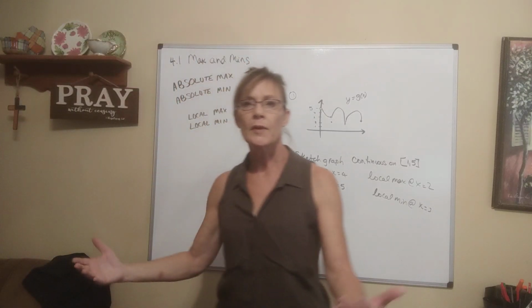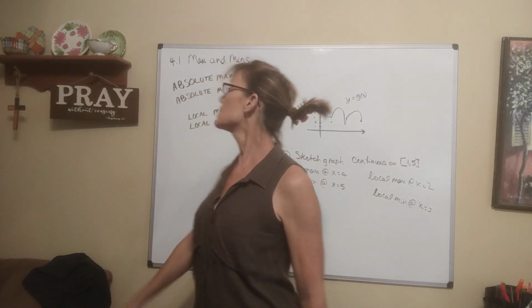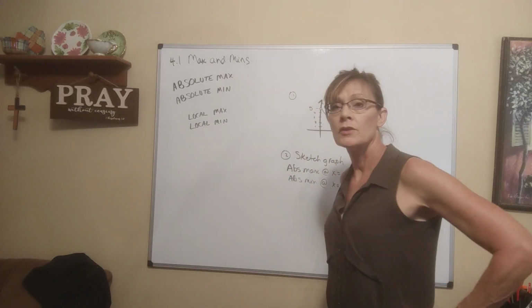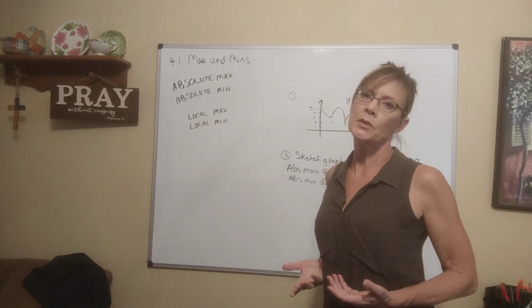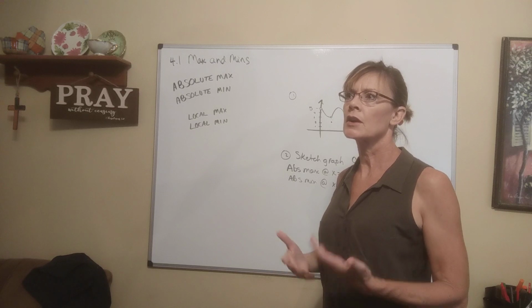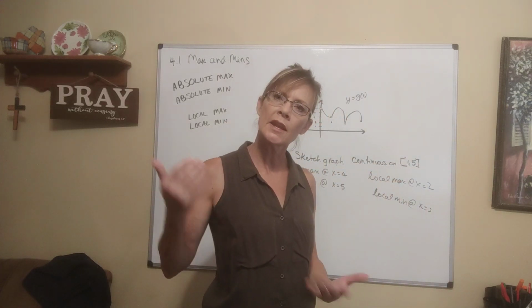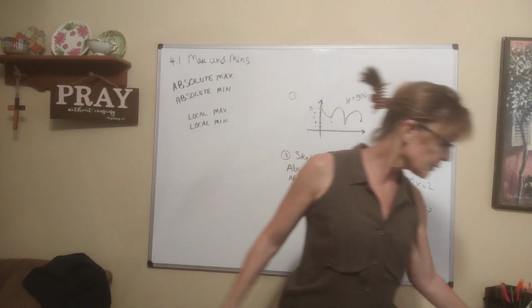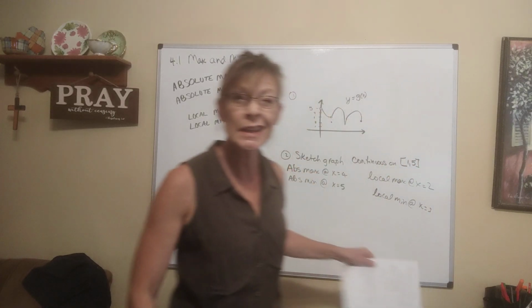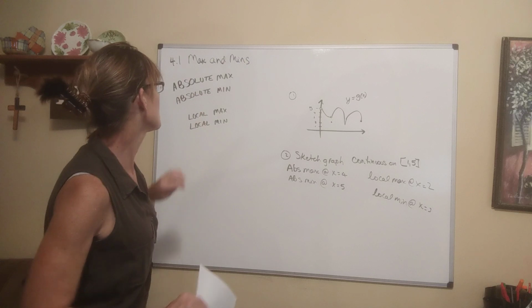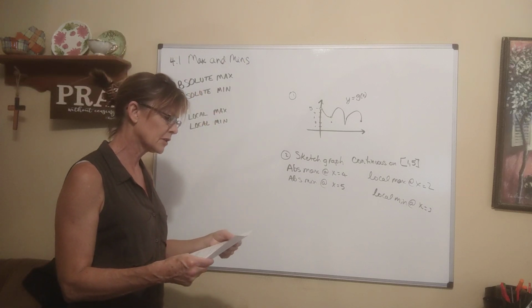Okay, now we're ready to discuss chapter 4, which is about max and min values. You've heard these terms earlier in your math career, in college algebra and pre-calculus, but now we're looking at it from the point of view of calculus. So we want to make sure we define these correctly. The first thing we're going to talk about is something called an absolute max.